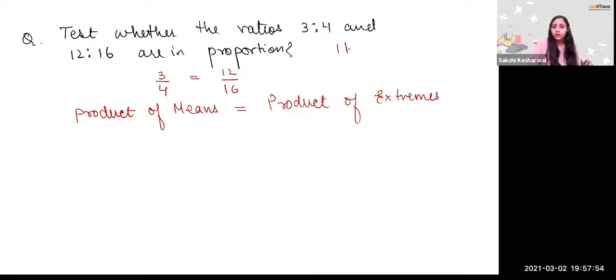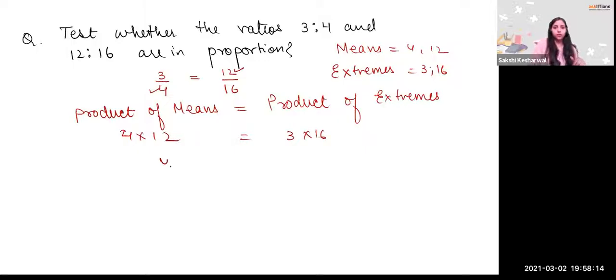Your means will be what? You write it like this; if you get confused, you write it out. So extremes are these two, right? Means are basically 4 and 12, and extremes are the last ones, 3 and 16, right? So you multiply. 4 into 12 is equal to 3 into 16? Yes. 48 is equal to 48. So yes, they are in proportion, right? So this is one of the questions.